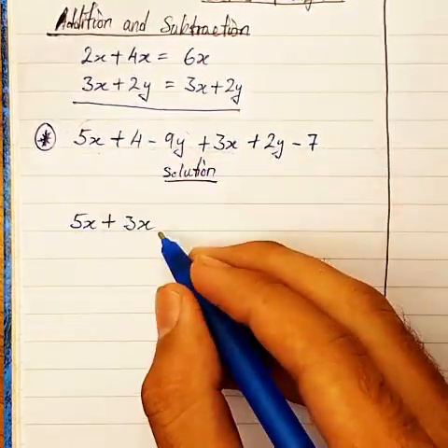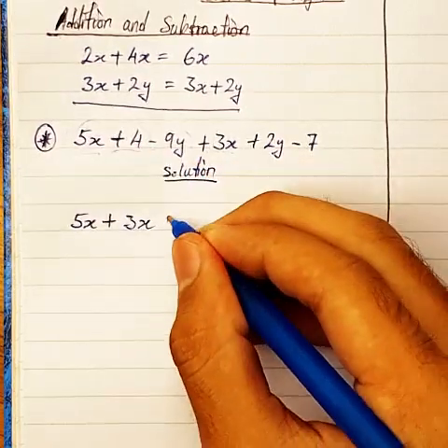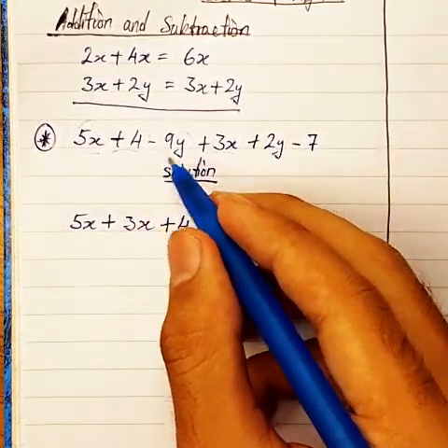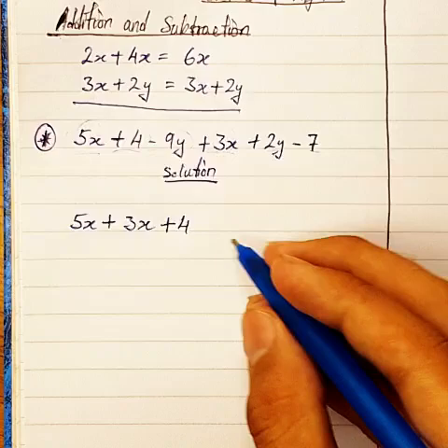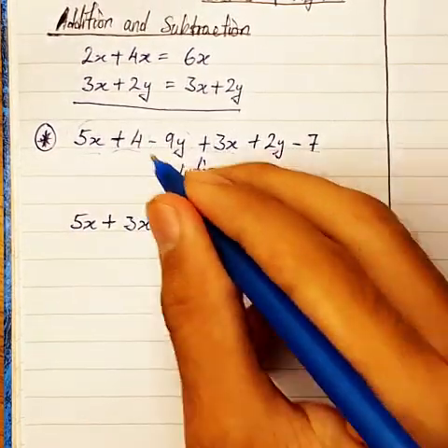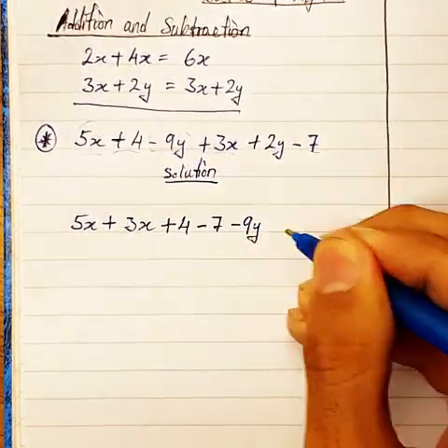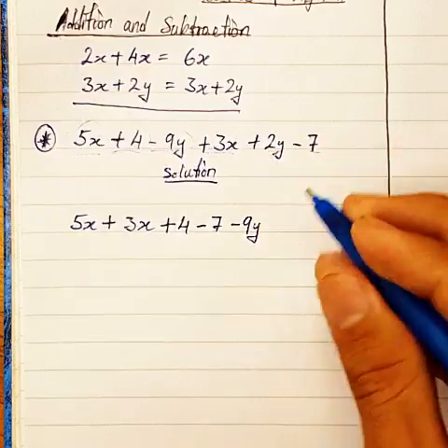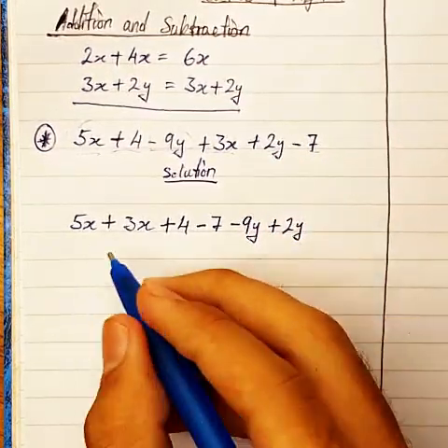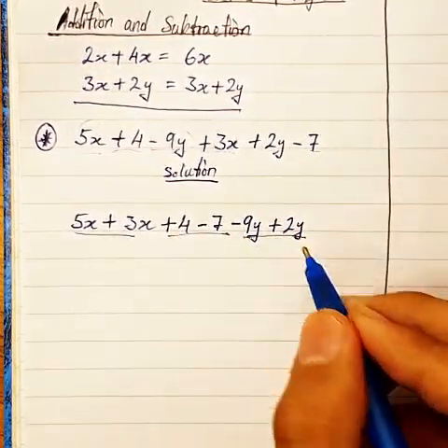Now we'll not get any other similar value, so we move on to the next kind of value. We'll get plus 4. Plus 4, any other one? This one, no. Yes, minus 7. Okay, what's the next value? Minus 9y. And what's the next similar one? Okay, plus 2y. So by this, we bring together the like terms.